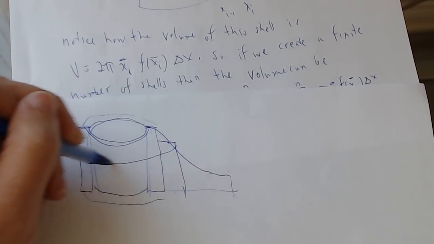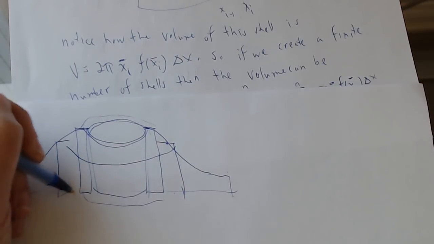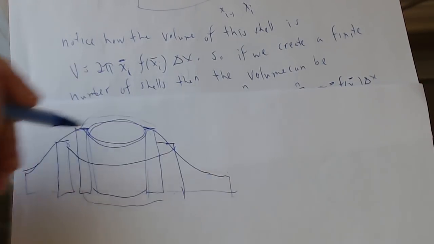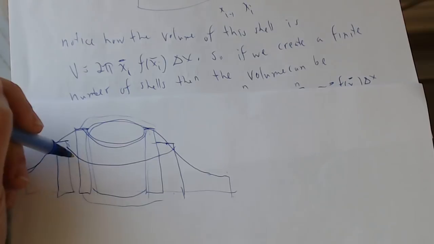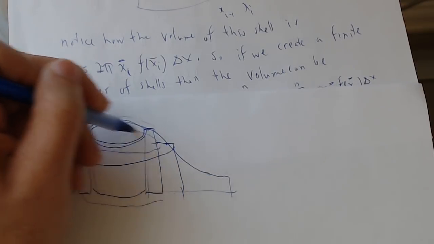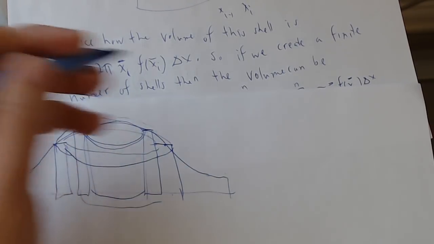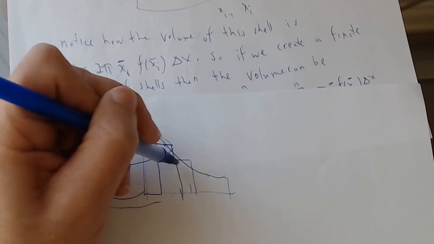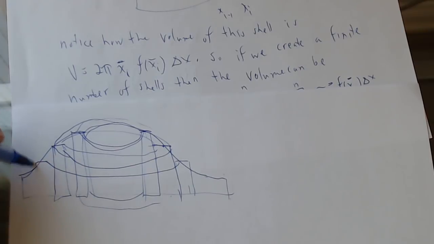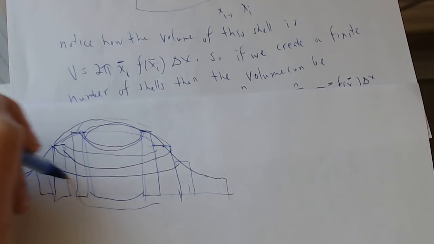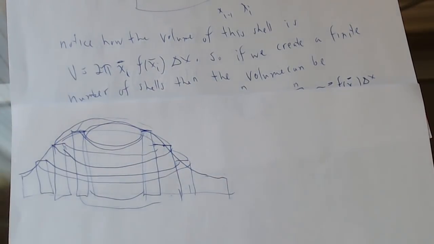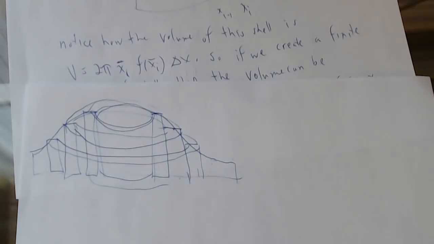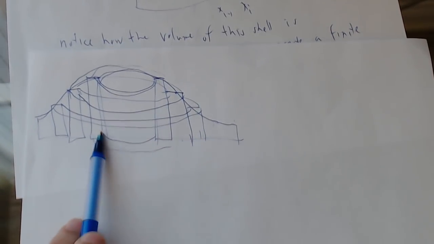And then I swing that over, I get my second shell. And then the third shell would be the midpoint, and then I would go across and make my third shell. And so hopefully you see what's going on. So this is an approximation.